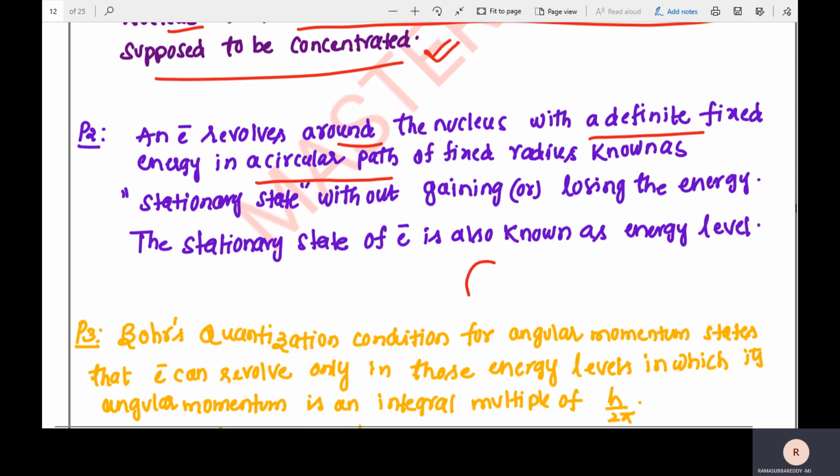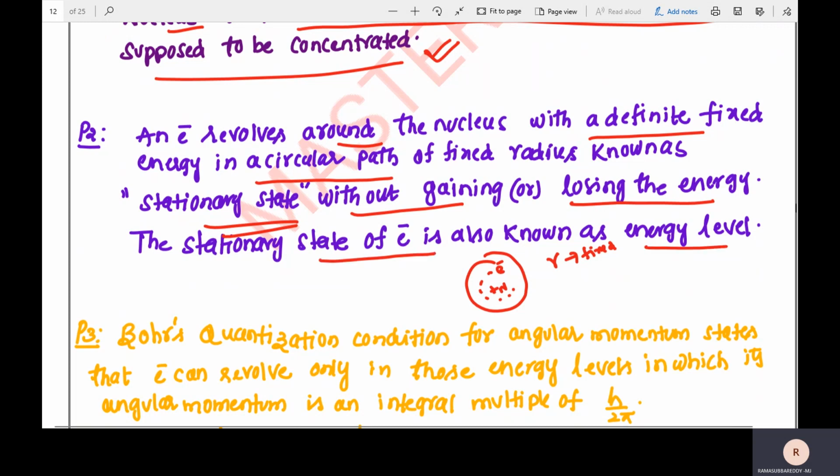Here it is mentioned that the electron revolves around the nucleus. This is the nucleus, and this is the electron revolving around the nucleus in a circular path of fixed radius, which is known as a stationary state. That state he called the stationary state. The stationary state means the electron neither gains nor loses energy. The stationary state is also known as an energy level, as he mentioned.